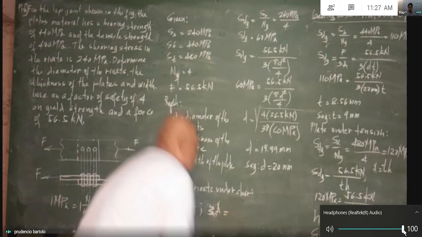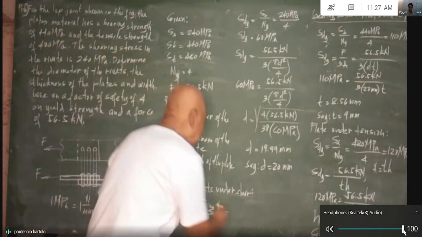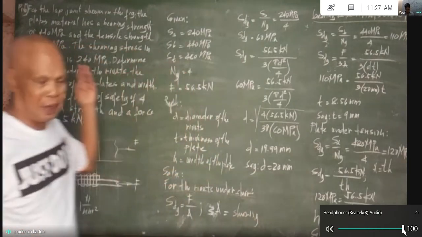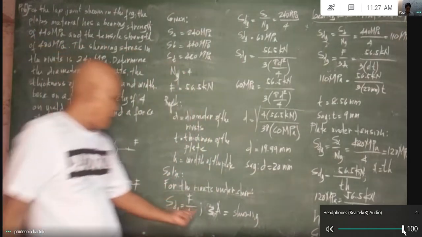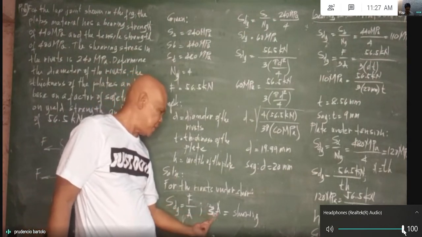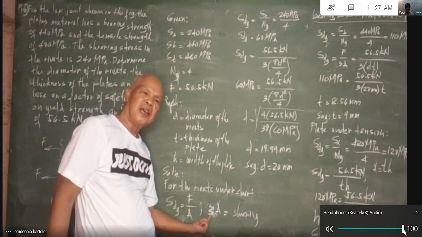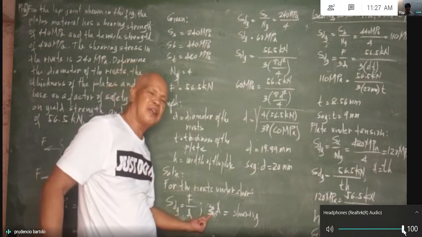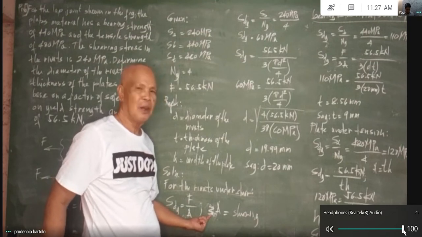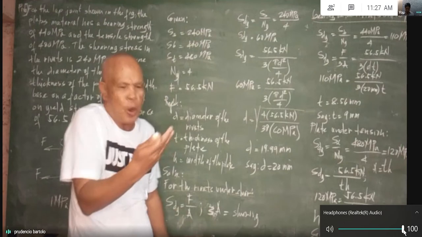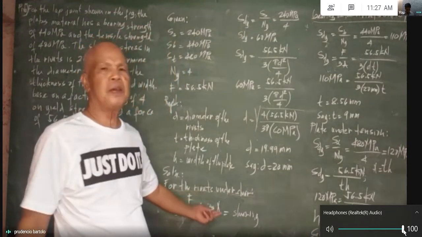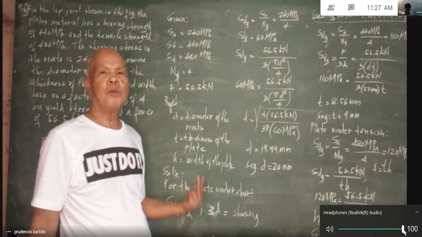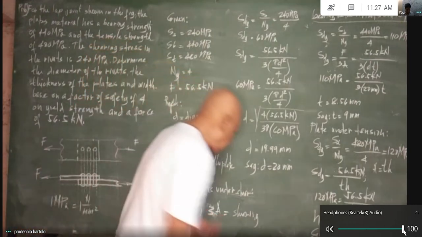So that is 3A. That is the shearing area. In this particular problem, not in all cases, the shearing area A is multiplied by 3 because there are 3 shearing areas. If there are 4 shearing areas, that A will be multiplied by 4, or if there are 2 areas of concern, it will simply be multiplied by 2. In this case, there are 3.